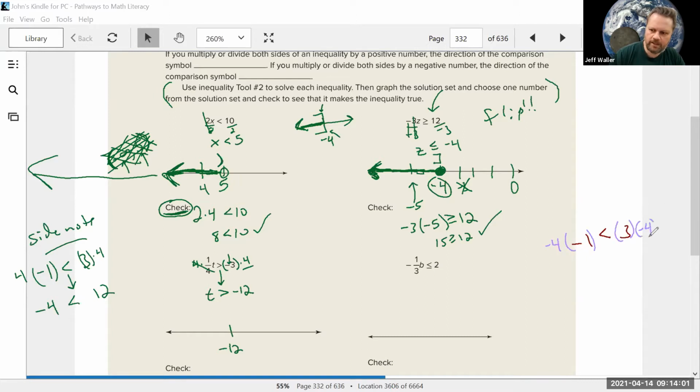What if I multiply by -4? -4 times -1 is 4. 3 times -4 is -12. Which one's bigger now? The 4. Freaking 4 is bigger. Look what happened. All right, sorry.